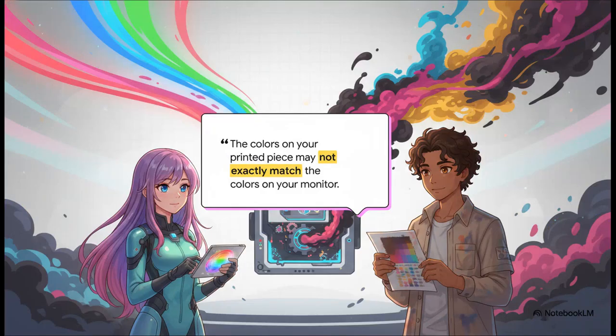So here's the absolute crucial takeaway. Those bright, vibrant, light-based RGB colors on your screen, they have to be converted into ink-based CMYK colors to be printed. And because of that fundamental difference we just talked about, some colors are going to shift. It's not a mistake, it's not a bug, it's just the physics of light versus ink. Your job as a designer is to know this is coming and manage that conversion.